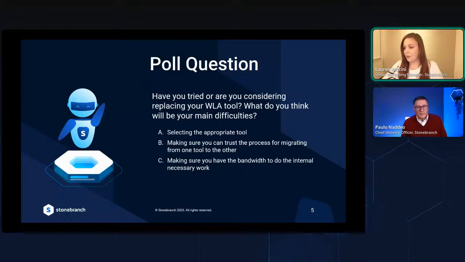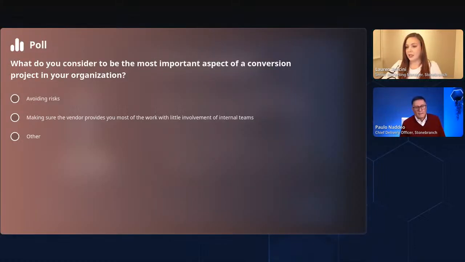We have one more poll question. Let's go ahead and publish it. So what do you consider the most important aspect of a conversion project in your organization? Is it avoiding risk, making sure your vendor provides you most of the work with little involvement from internal teams, or other? So let's give it just another second for everyone to answer the poll.